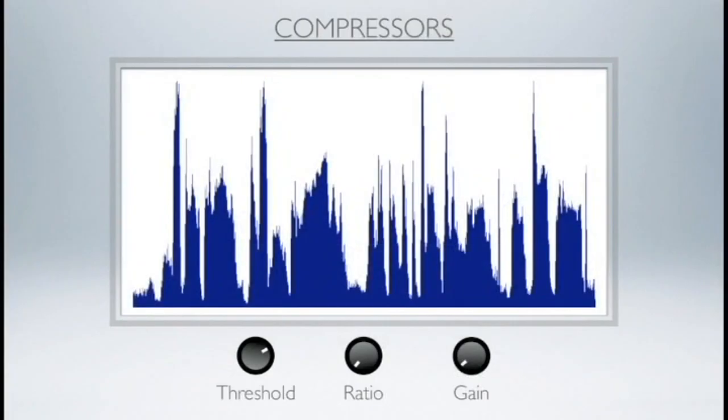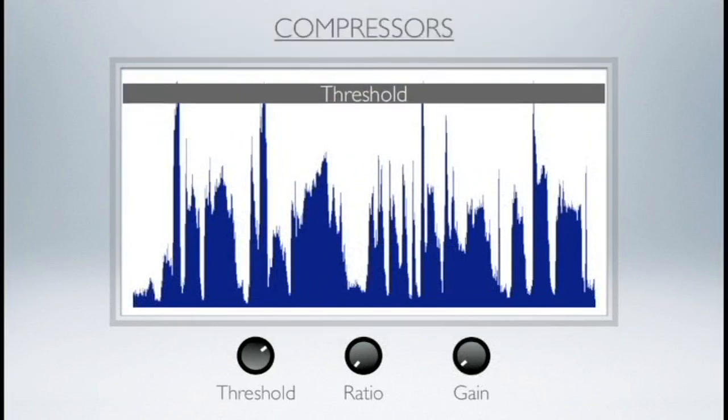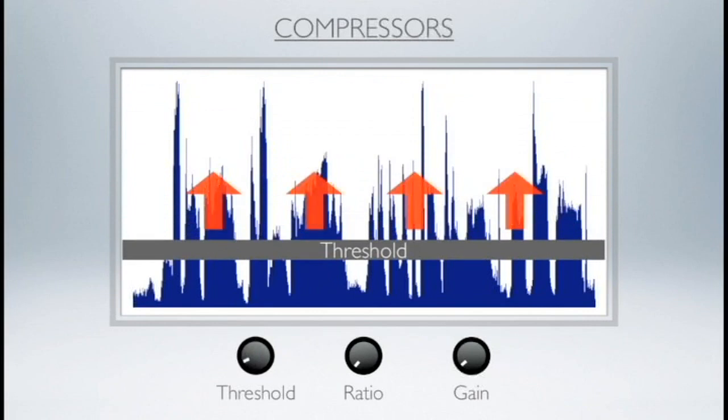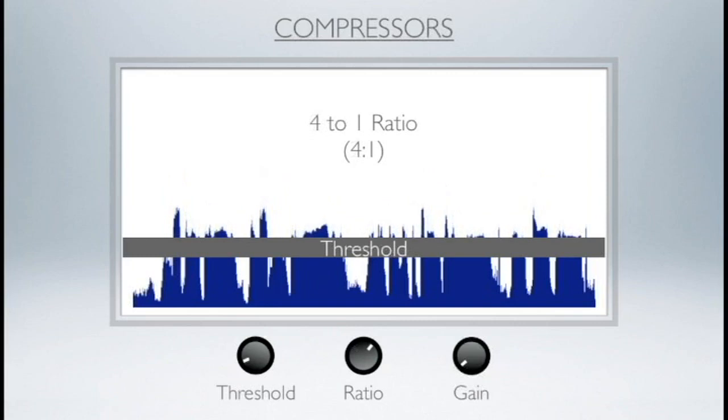A compressor, like we've said already, is a device that compresses or squashes your signal if it gets above a certain threshold. Any signal above that threshold is reduced by a ratio. Let's say a 2-to-1 ratio would halve anything above that threshold, and a 4-to-1 would reduce that down to basically a quarter of what it would normally be above that threshold.